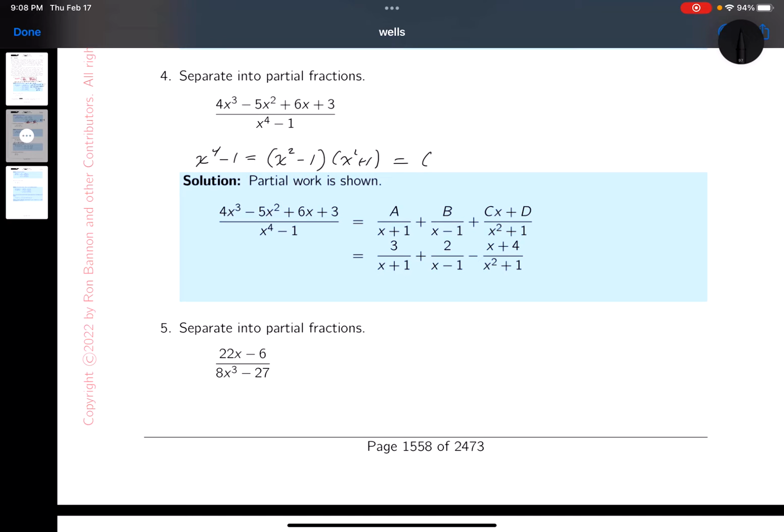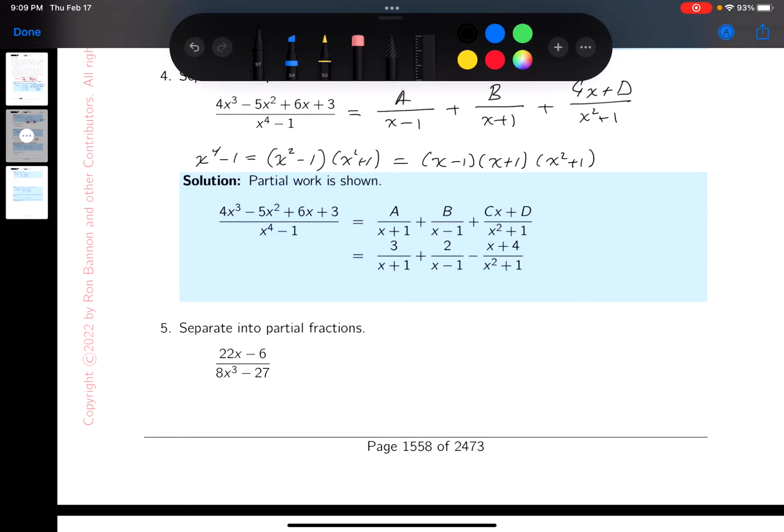Well, I see another difference of perfect squares. It's going to be (x - 1)(x + 1), and then you're going to get x^2 + 1. All right? So let's write it down, and we're going to get three separate fractions now. x - 1, that's a linear factor, x + 1, and then we get this irreducible quadratic factor, x^2 + 1. The numerators, well, the linear factors get A and B, and the quadratic factor gets Cx + D. I'm going to get my eraser out and move forward.